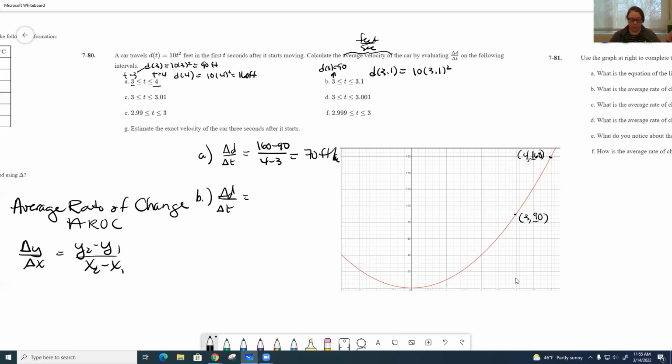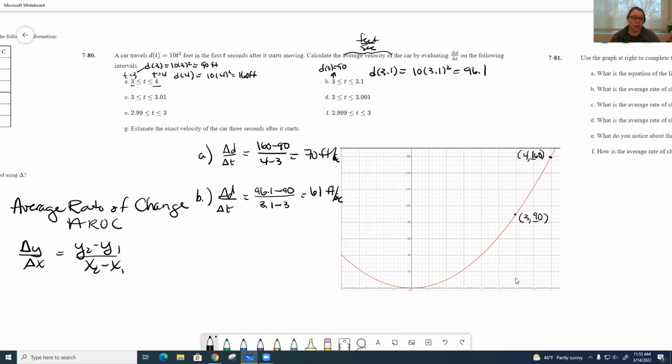And then we'll figure out what that is. Let's do that really quick here, and then we can plug it into our rule. So 3.1 times 3.1, that's 9.61 times 10. So 96.1. So I would have to do 96.1, take away the 90, right? This y value minus this y value over 3.1 minus 3. And that comes out to be 61 feet per second.